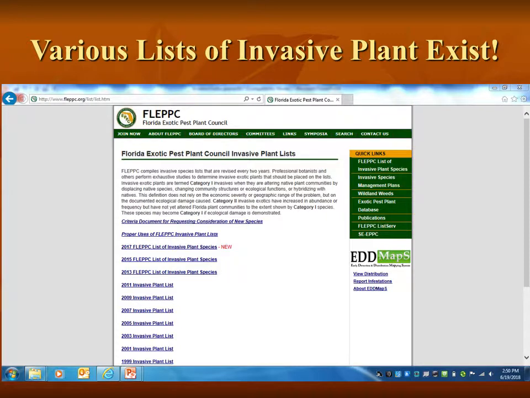Now they have various levels of invasiveness. Category 1: invasive exotics that are altering native plant communities by displacing native species, changing community structures or ecological functions, or hybridizing with natives. We talked about that with lantana. This definition does not rely on the economic severity or geographic range of the problem, but on the documented ecological damages caused. And they have a whole list of various plants.